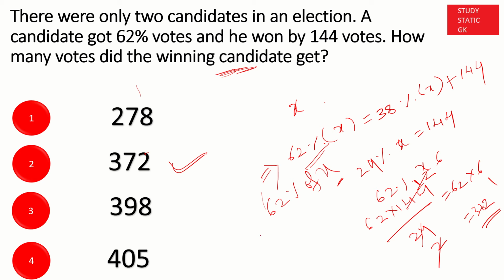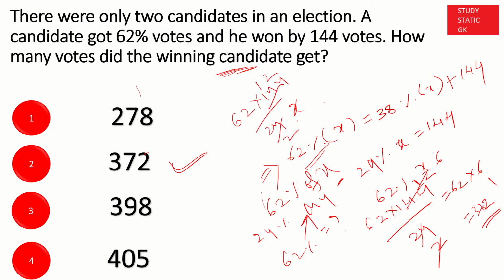Then 62% is what? 24% is 144, then 62% is equal to what? Directly, you multiply 62 into 144 divided by 24. That's it. 62 into 144 by 24. 144 by 24 is 6, so that is equal to 62 into 6, that is equal to 372.